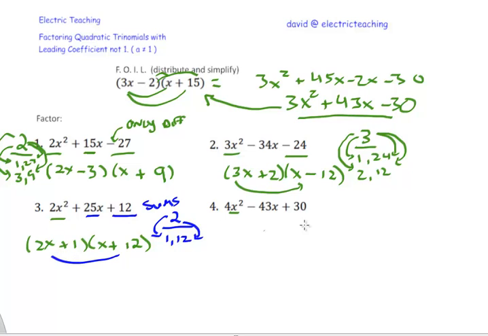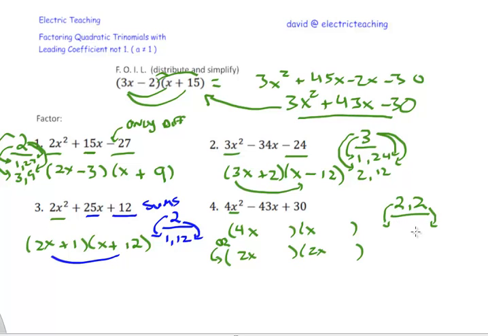This one's slightly trickier. We have a 4x squared in front. That means in theory it could be 4x times x, or 2x times 2x. So that's 4x and x, that would give me a 4x squared. Or it could be 2x times 2x, that gives me a 4x squared. So I've got to consider that I might need to think of both 2's multiplied to factors down here, and that's how I would guess and check my way to find the 43 middle term.